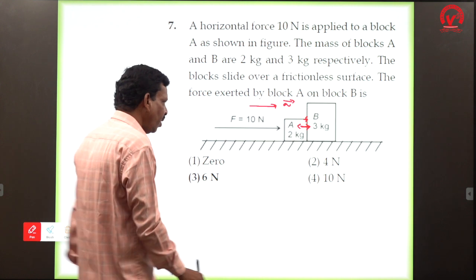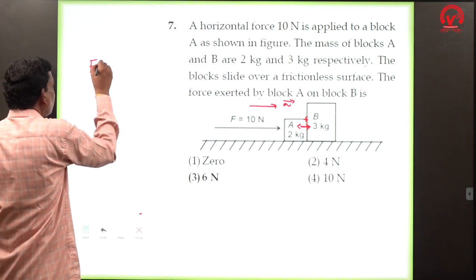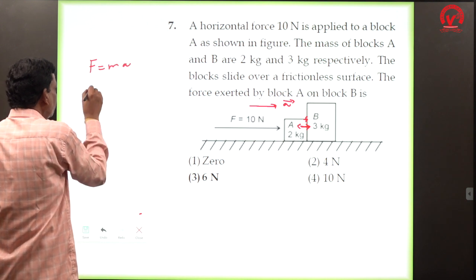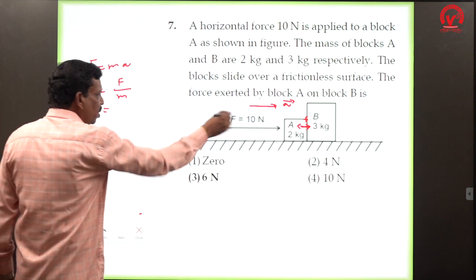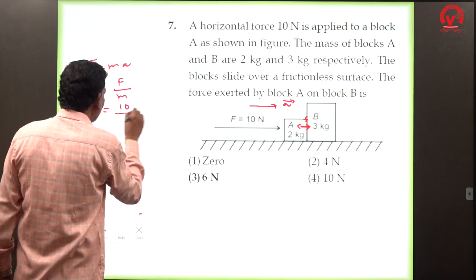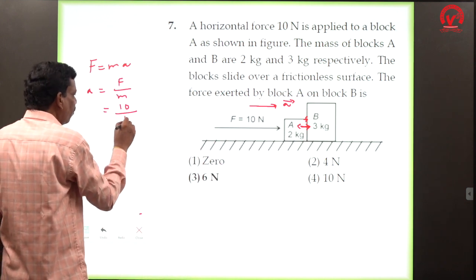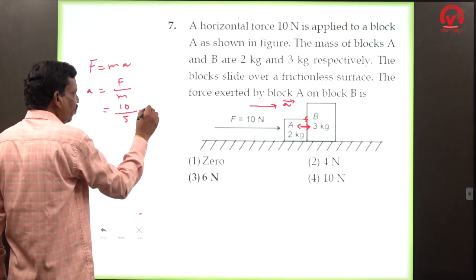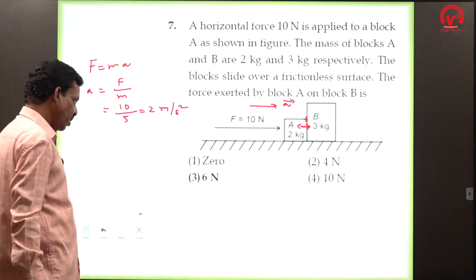in this direction. Now acceleration, we know from Newton's second law, F is equal to ma. From this, a is equal to F by m. Here net force is 10 Newton by total mass. So 2 plus 3, 5. We get 5 twos are 10, so 2 meter per second squared is the acceleration.